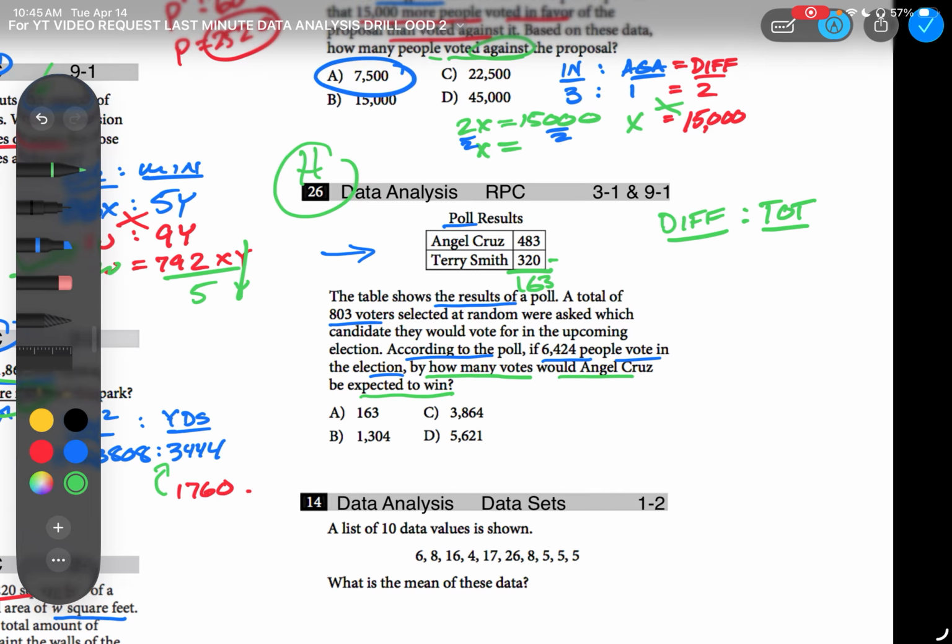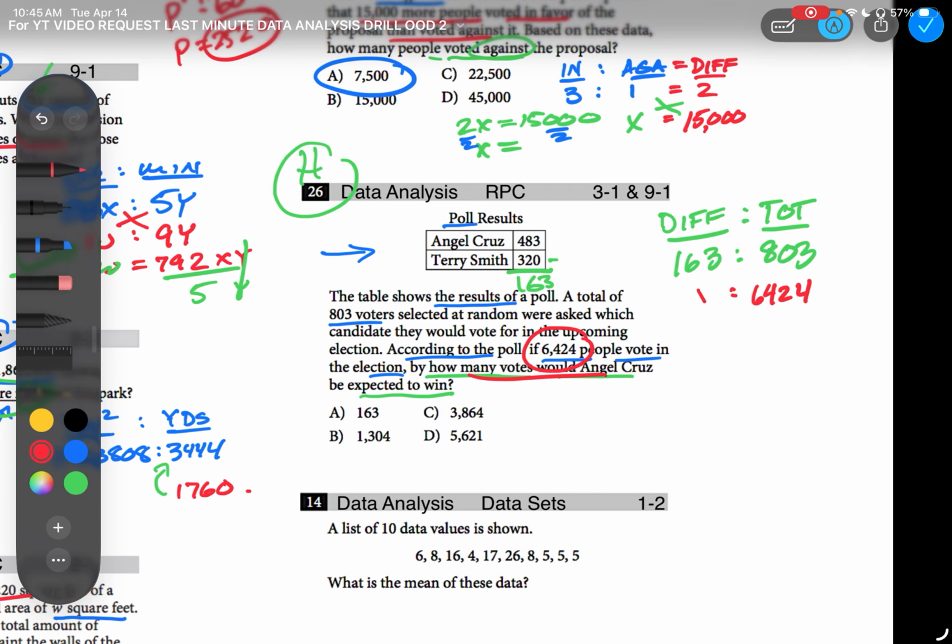Difference to the total with the poll is 163 to what? 803. Ding, you got your ratio here. So if we have to figure out by how many votes Angel won by, what was the actual total number of people voted? 6424. Check this out. I'm going to write 6424 underneath the total.